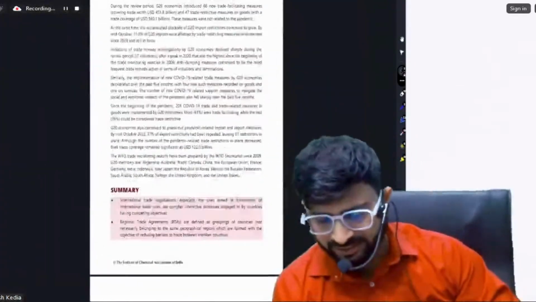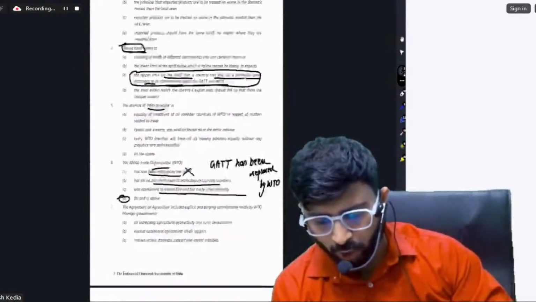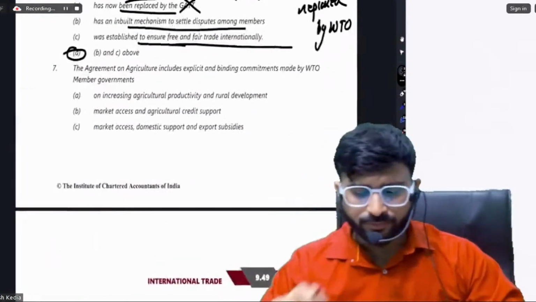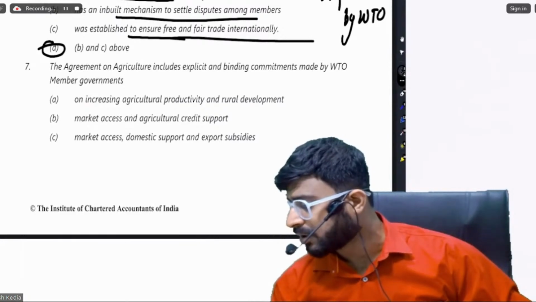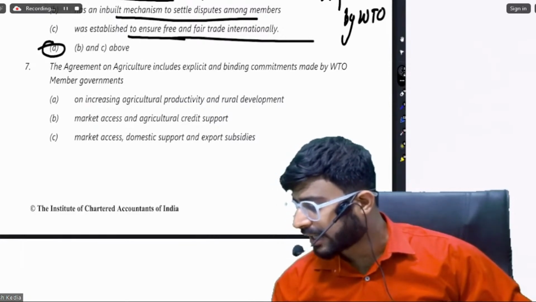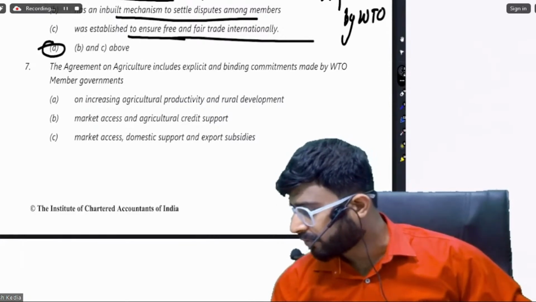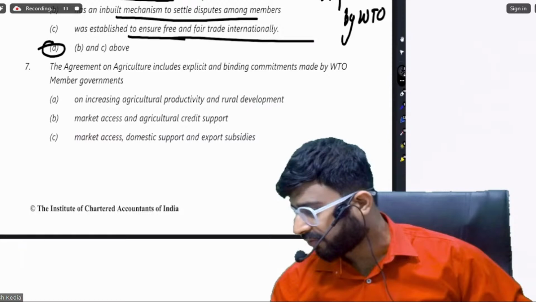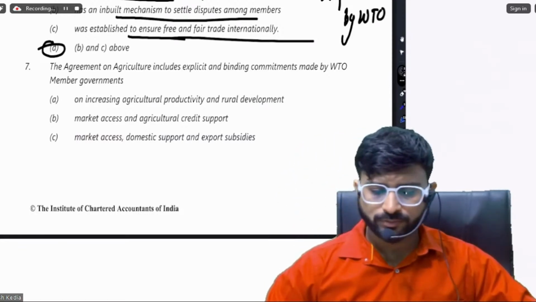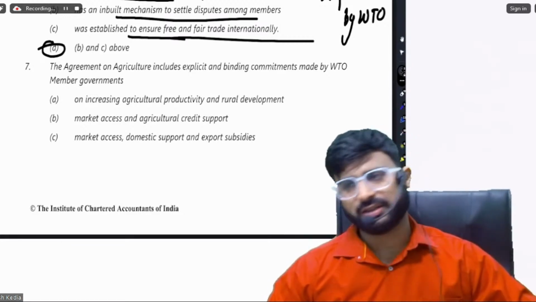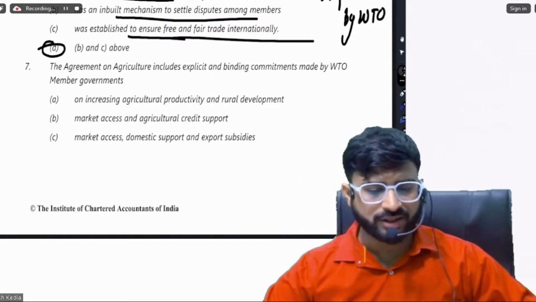Now friends, let's see if we are able to solve MCQs or not. Let's see. Agreement on agriculture question, you remember we had skipped because of lack of knowledge on that part. Let's see now if we are able to solve it or not. If we are able to, that's great news then. Let's start discussing that. Students, let's start discussing then.